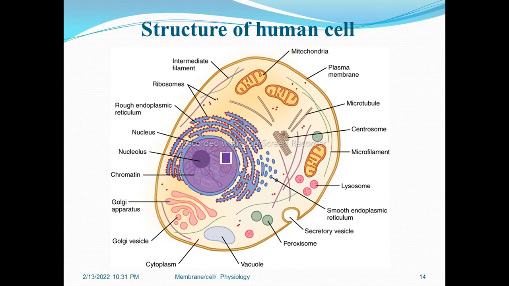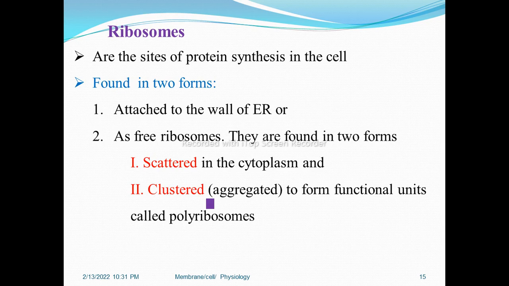This is the cell membrane, this is the nucleus, this is the nucleolus, this is the rough endoplasmic reticulum, and this is the smooth endoplasmic reticulum. This is the lysosome, this is the mitochondria, this is the microfilament, this is the centrosome, and this is the microtubule. This is the plasma membrane, this is the mitochondria, this is the ribosomes, this is the chromatin, and this is the Golgi apparatus, Golgi vesicle, cytoplasm, vacuole, peroxisome, and secretory vesicle. These are the organelles found between the nucleus and the cell membrane, and this is the structure of the human cell.